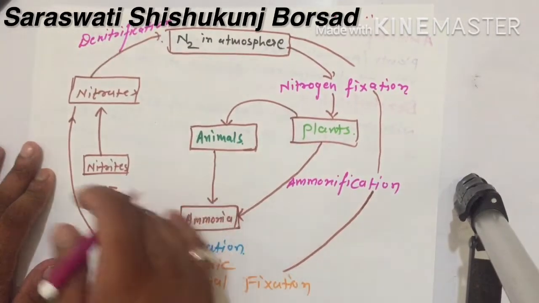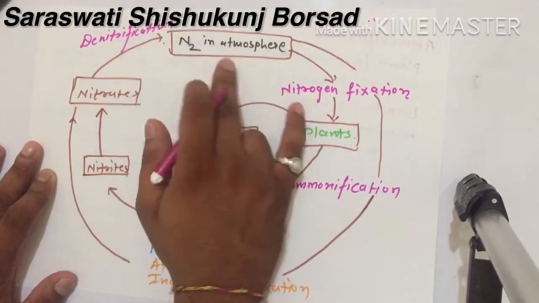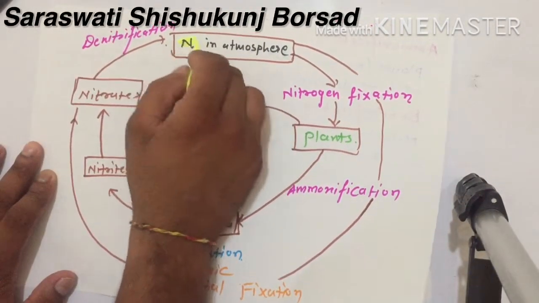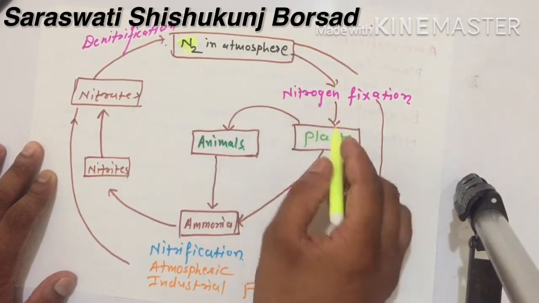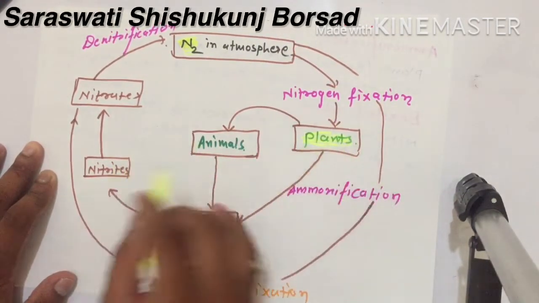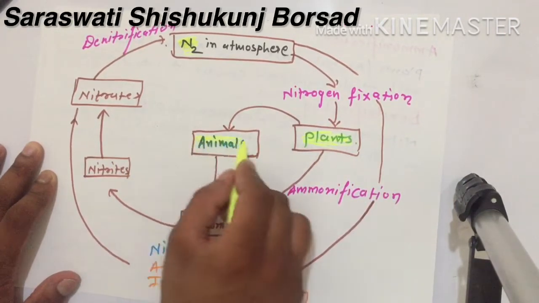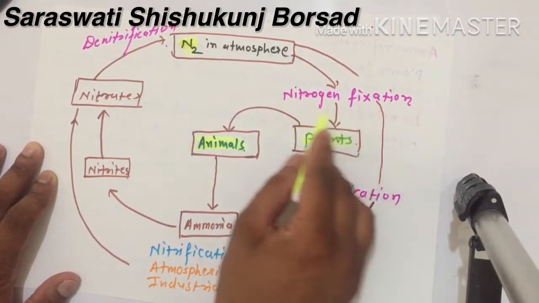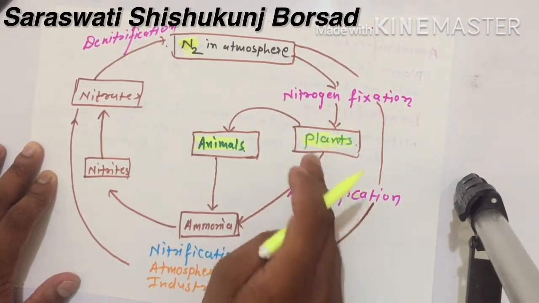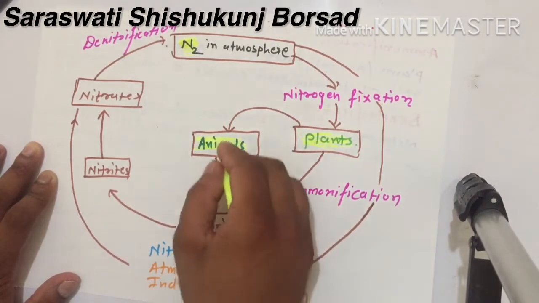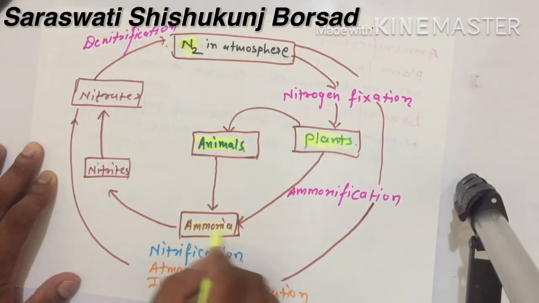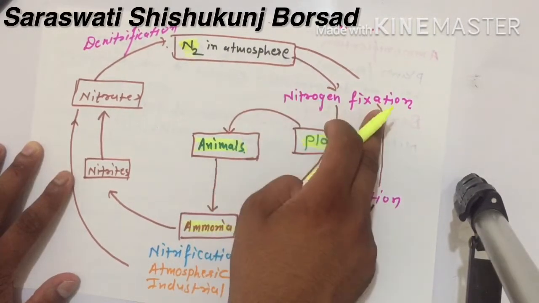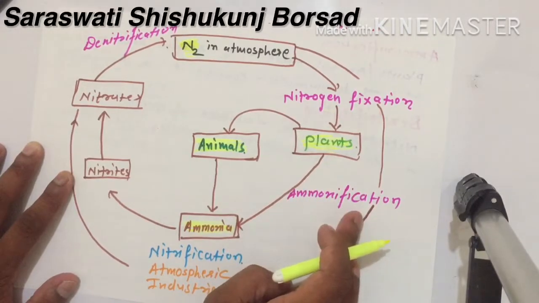Again, let's repeat it. The nitrogen which is present in the atmosphere will get fixed in plants, and those plants are eaten by animals. So the inert nitrogen will be utilized by plants and animals. These plants will convert it into ammonia, and the animals will also convert it into ammonia. So that process is our ammonification process.